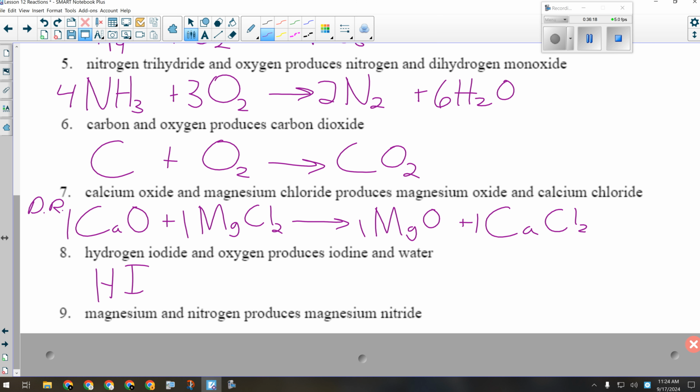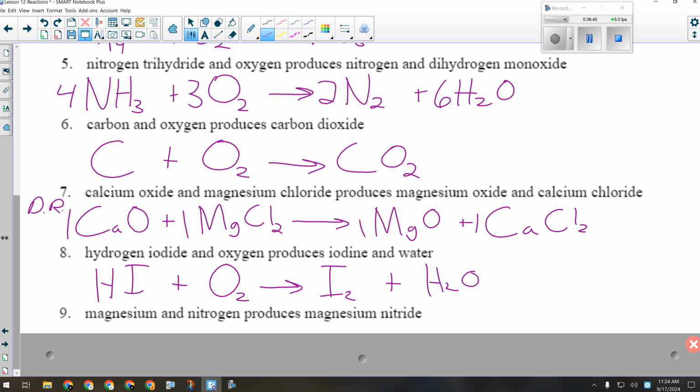Okay, HI, right? And it's reacting with oxygen. How do I write that? O2, okay, and that's going to produce iodine. How do I write that? I2, right, it's a special element, and water. So this one here illustrates just how important remembering those rules are. It's ionic if hydrogen is first.